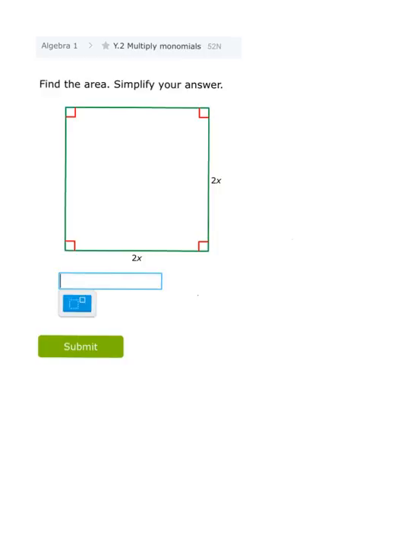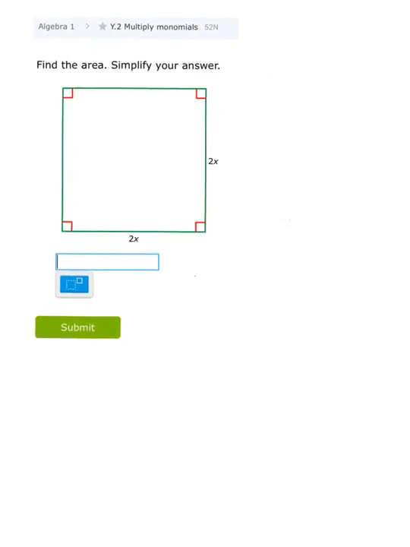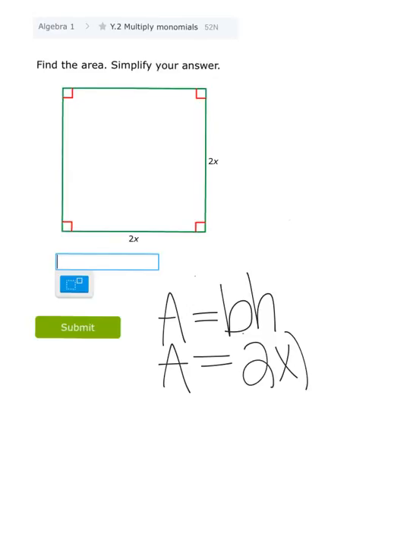So to start off, we are going to find the area of this square. To find the area of any parallelogram, it is base times height. So my area equals my base times my height. My base and height are both 2x since I have a square. So my area would be 2x times 2x.